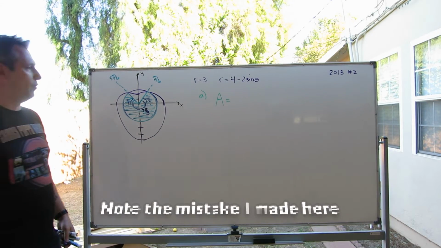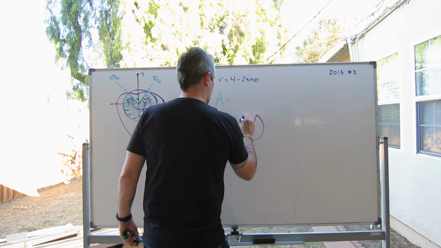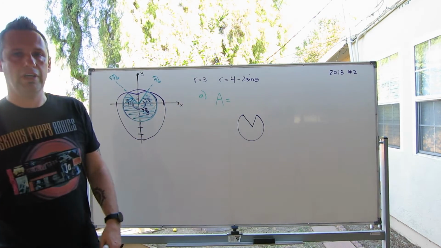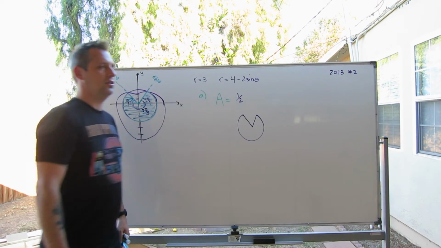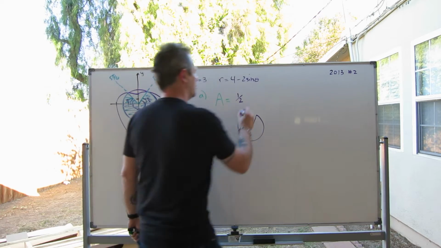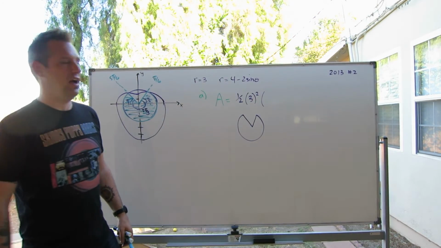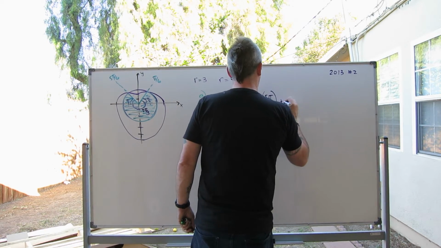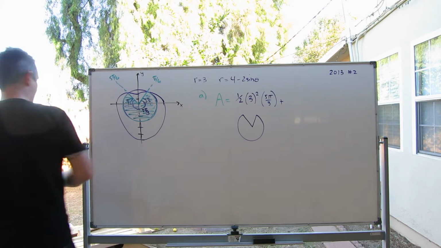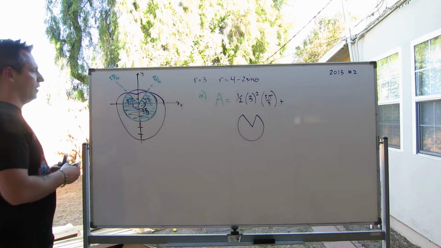And the area for a sector of a circle is 1/2 r squared theta. R in this case is 3, so 3 squared, and theta in this case is 5 pi over 3. Plus, now I have to find the area of this other bit, and that is a little bit harder. This one will require an integral.